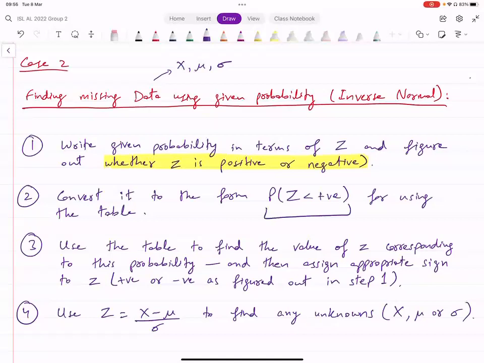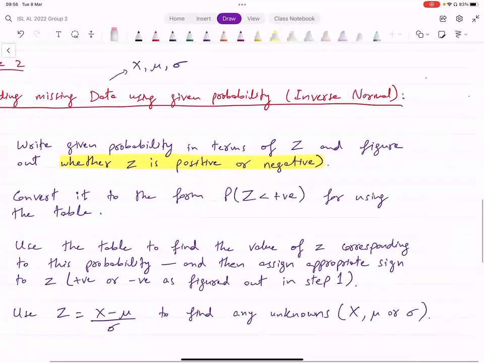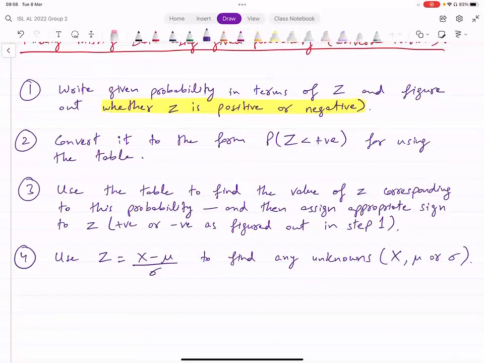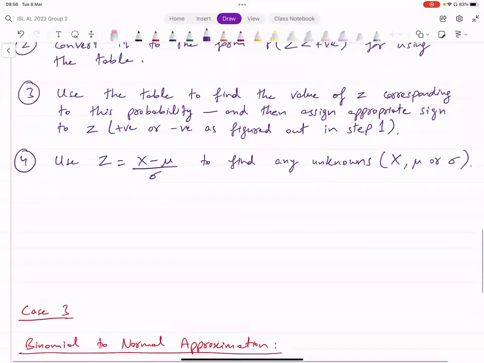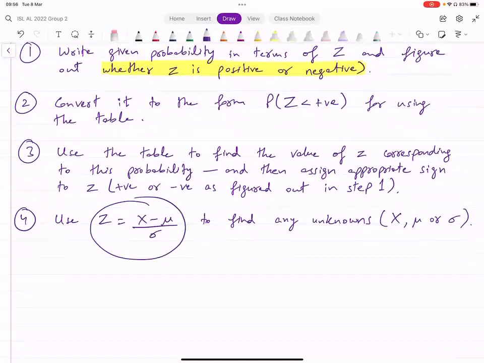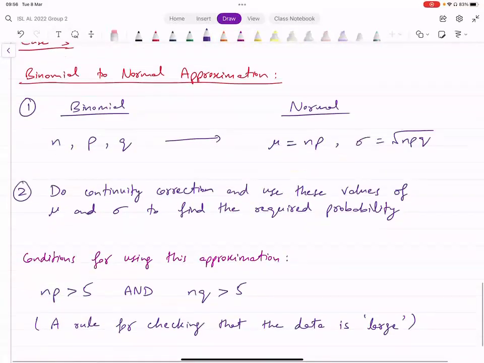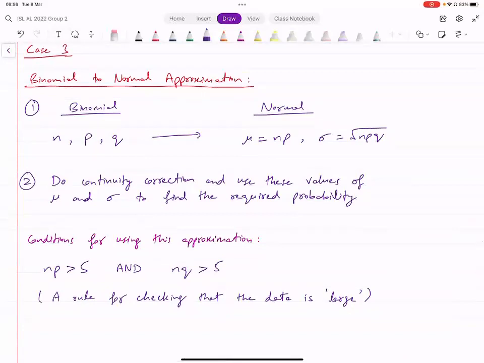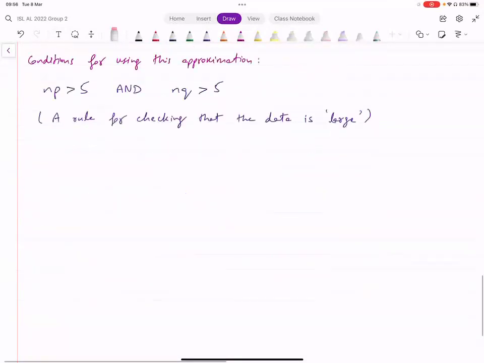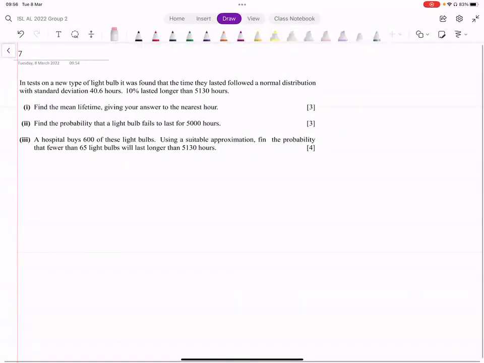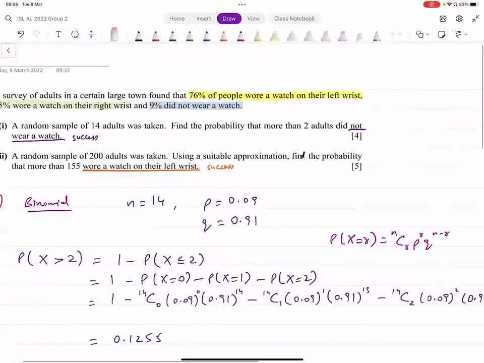Again, you have to convert it to this form, z less than something positive. फिर आपने क्या करना है, table से probability के corresponding z value find कर लेनी है, उस पर positive और negative लगा देना है और ये formula use करके जो भी missing है वो find कर लेंगे। दो चीजें हमने पहले कर ली हुई थी। Now we have done binomial to normal approximation. Binomial में n, p, q की values होंगी आपके पास, आपने उससे mean और standard deviation find कर लेने हैं for normal distribution, continuity correction कर लेनी है, ठीक है, और conditions आपने ध्यान में रखनी है, ये दो conditions meet होती हैं तो फिर वो आप ये approximation use कर सकते हो, otherwise नहीं कर सकते, right? These are the three things that we have done primarily. Now this question basically uses all of those concepts.